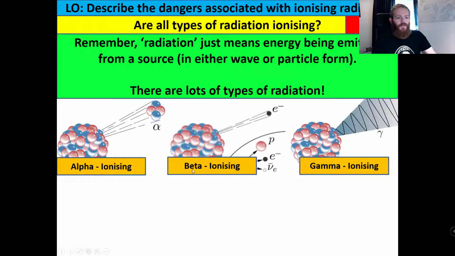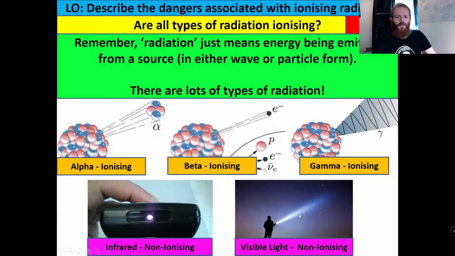So let's just have a look at 3 that we've been using so far. Alpha, beta, and gamma, all ionising. So yeah, they're all ionising radiation, but not all radiation is ionising. So let's have a look at a couple of types that aren't. So infrared, for example, this is a TV remote. You've probably seen on your TV remote, there's a little LED at the top, and you press a button and it doesn't come on. Well, it does come on, it's just that your eyes can't see it.